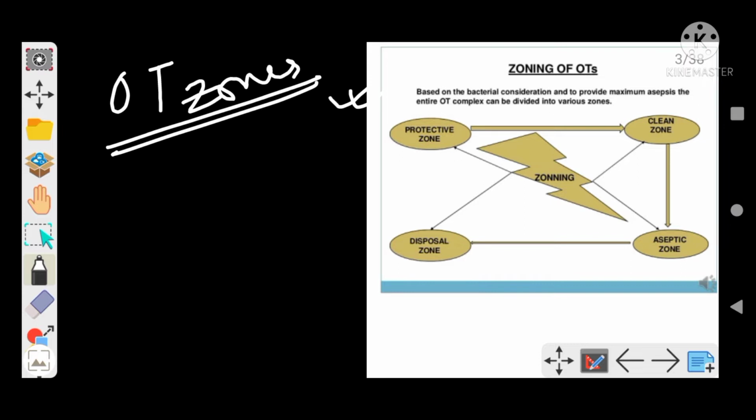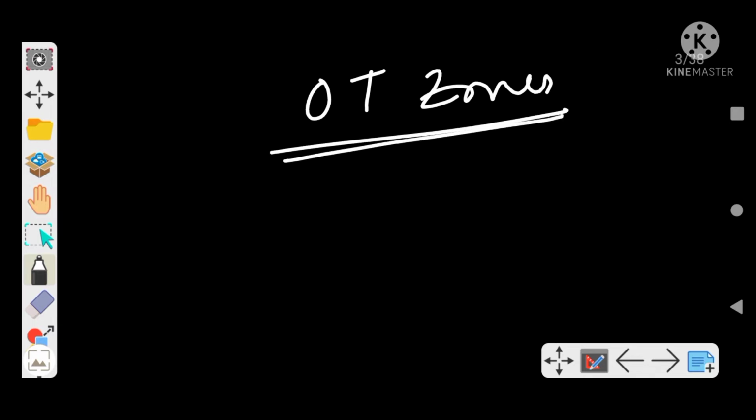So this is a chart given. I will make it simpler for you. After that we will come back to the chart. So we are discussing today OT zones, right? Mainly, as you already saw in the chart, there are 4 zones, right? After that we will get back to the chart.